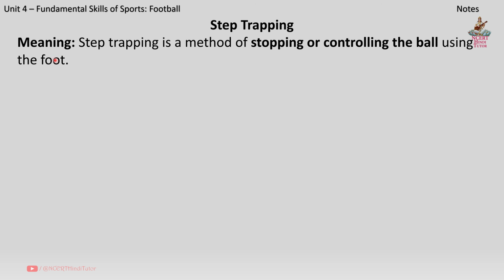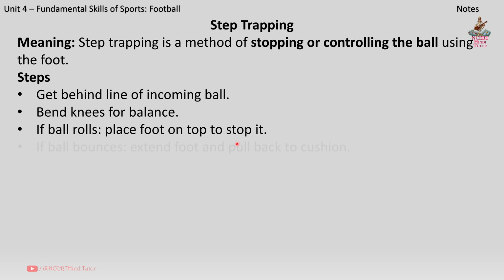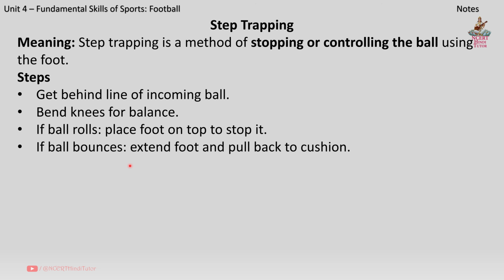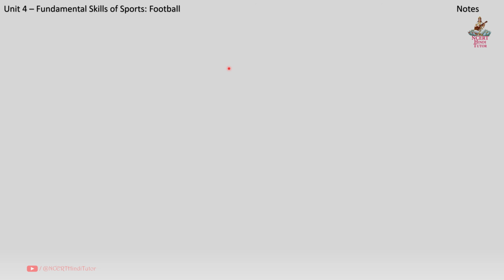Step trapping. Step trapping is a method of stopping or controlling the ball using the foot. Steps: get behind the line of the incoming ball, bend knees for balance. If the ball rolls, place the foot on top to stop it. If the ball bounces, extend the foot and pull back to cushion. Importance: stops the ball instantly, prepares the ball for the next move.